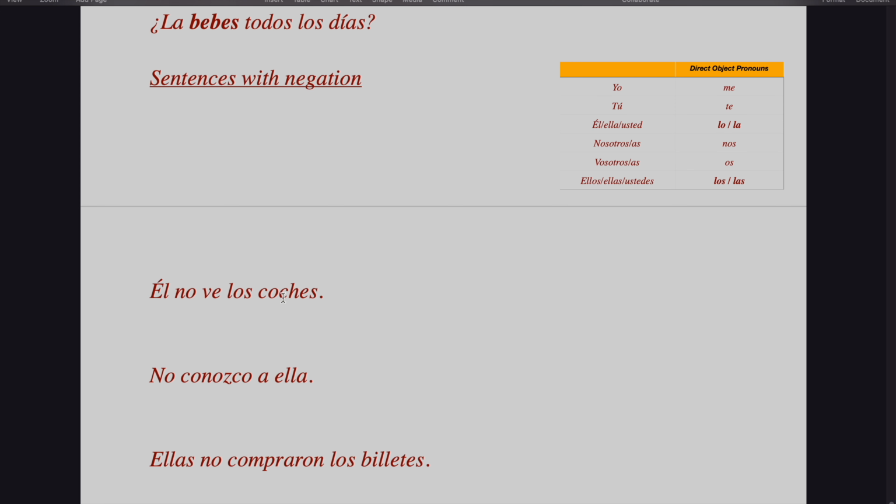So let us say this one. Él no ve los coches. He doesn't see the cars. He doesn't see them is what we have to write by replacing the cars with them. Él no los ve. He doesn't see them. Los coches, masculine plural noun, direct object. So I'm just putting it as los here and it has to come before the verb. And the negation is placed before the object pronoun.